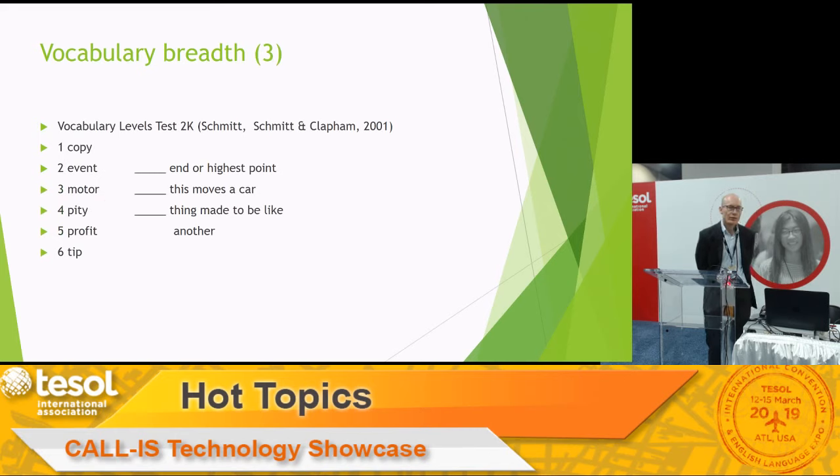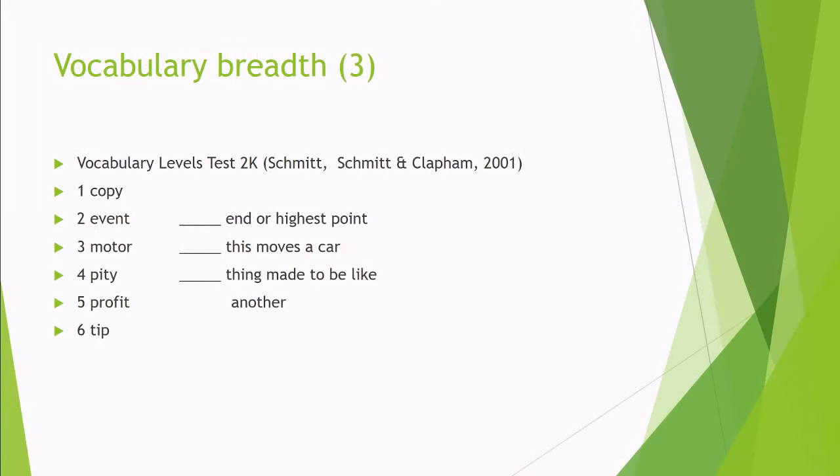Okay, and this is a third vocabulary breadth test where the learner would match the meaning with some of the target words. So for this particular example, end or highest point would be the tip, 6. They're given a choice of 6 words and then 3 definitions, and then they have to try and match the definition to the target word. Okay. So all of those are different versions of a vocabulary breadth test.